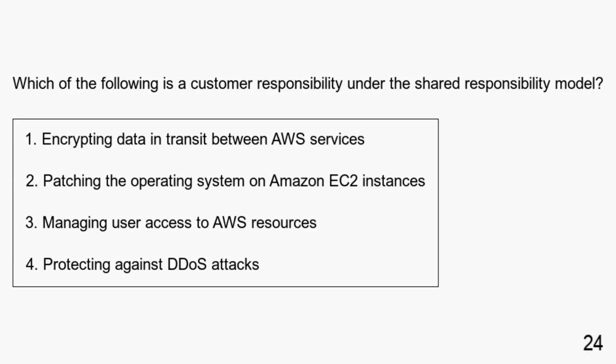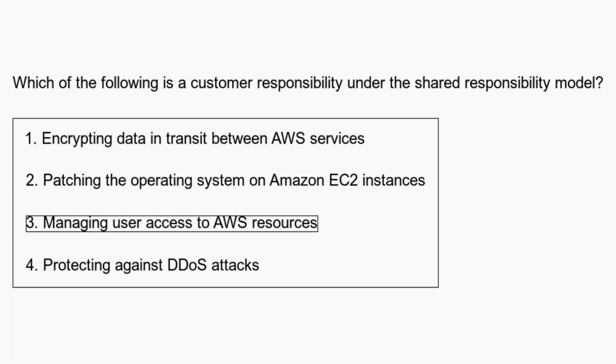Which of the following is a customer responsibility under the shared responsibility model? Encrypting data in transit between AWS services. Patching the operating system on Amazon EC2 instances. Managing user access to AWS resources. Protecting against DDoS attacks. Customers are responsible for managing their own data and applications, including access control, encryption, and patching.